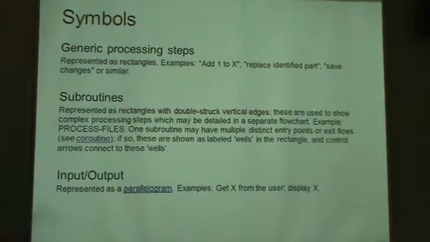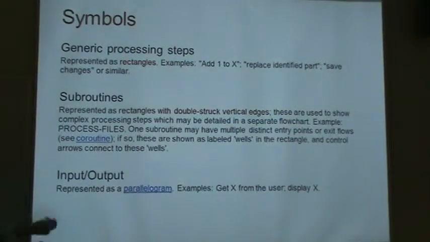Subroutines, which we'll get into a little bit later on when we start talking about programming basics, are going to be in rectangles with double-struck vertical edges. So the only difference between a subroutine and a task is that a subroutine is something that different parts of your program could call, and it keeps performing the same task over and over.